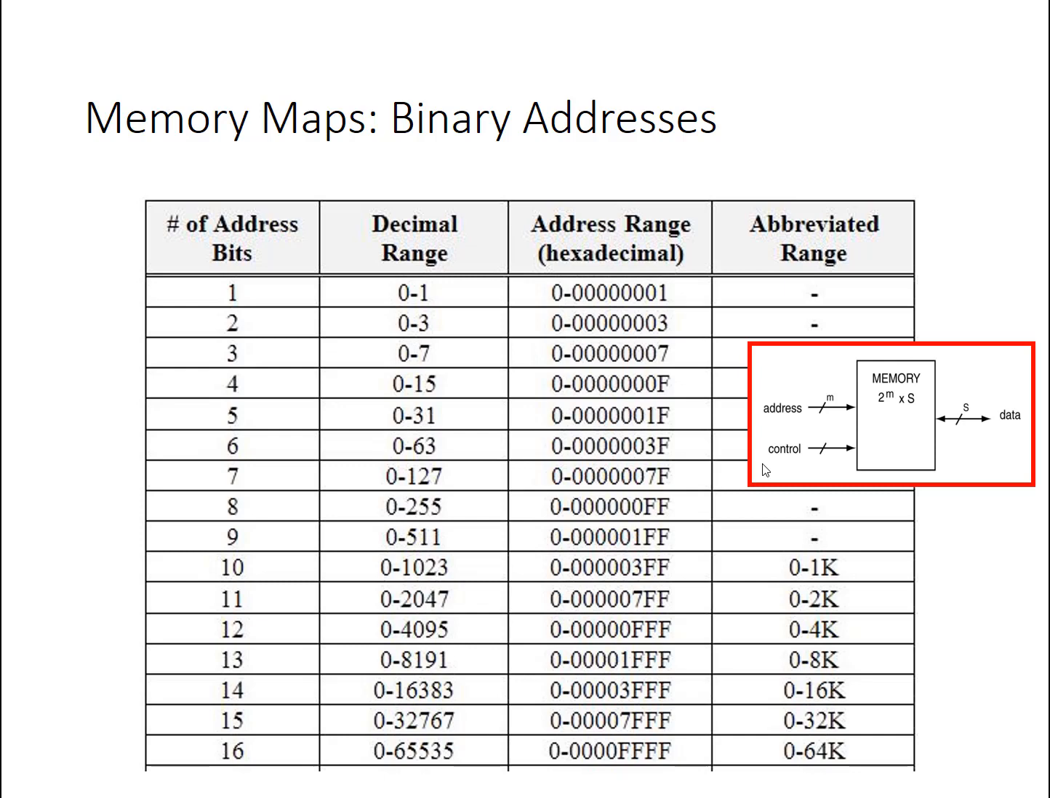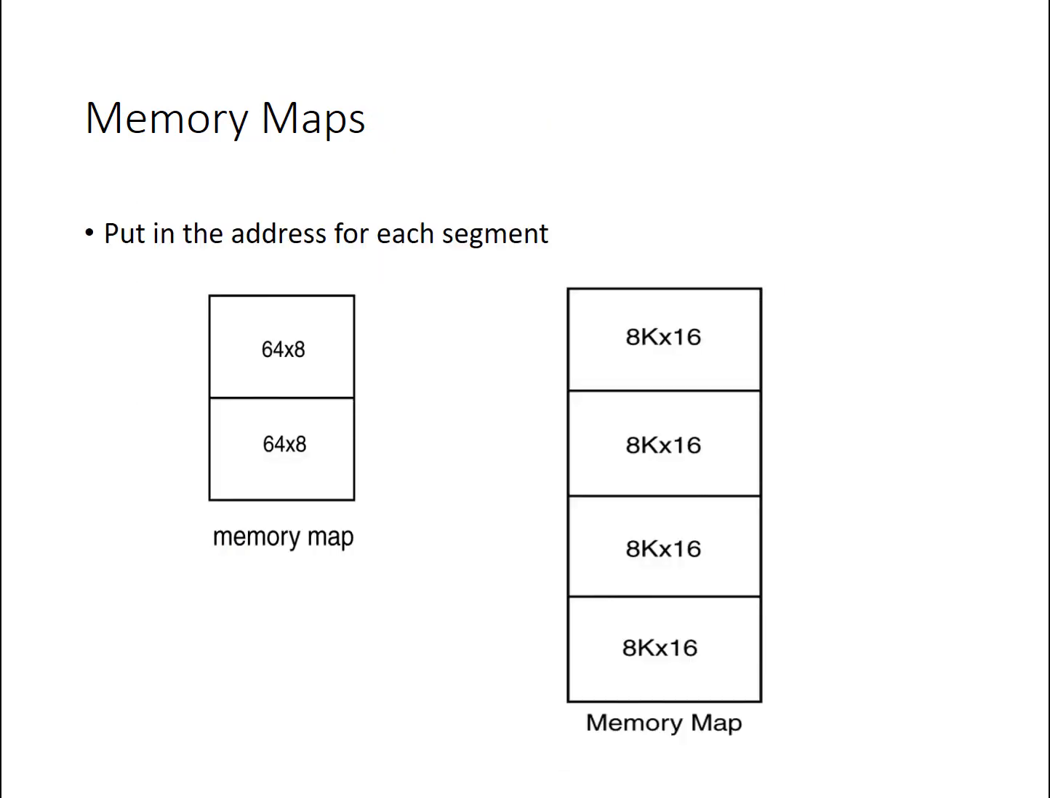So when we split up data across these different smaller RAM cells or chips, it's important to be able to figure out which chip has the data that we want. And this is essentially what a memory map is. It's telling us where different data is stored in the memory. So let's do an example.